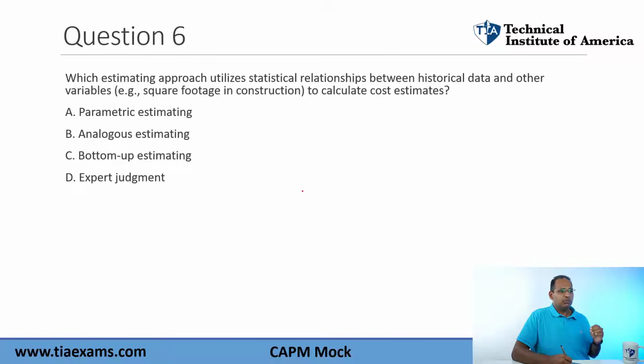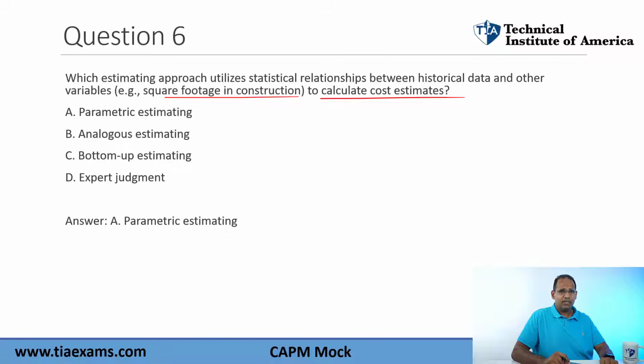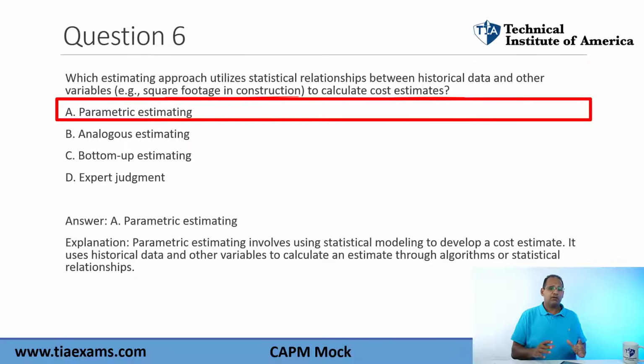Which estimating approach utilizes statistical relationship between historical data and other variables, such as square footage and construction, to calculate a cost estimate? Parametric, analogous, bottom-up, and expert judgment. Now you have to know the difference between all the estimation techniques that are out there. Answer here on this one, guys, is going to be a parametric estimate.